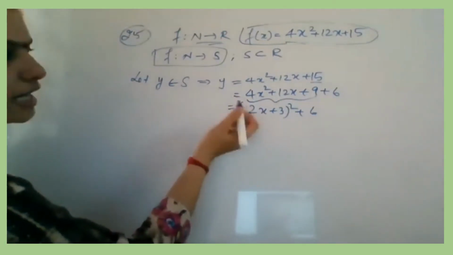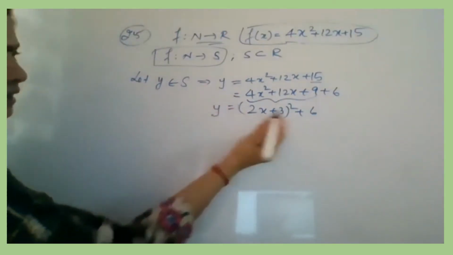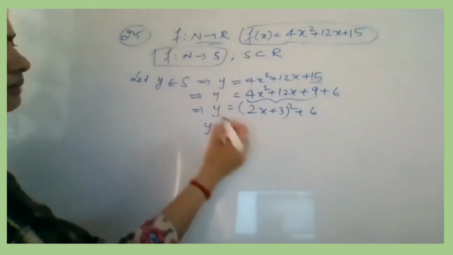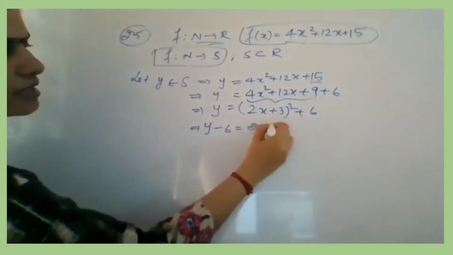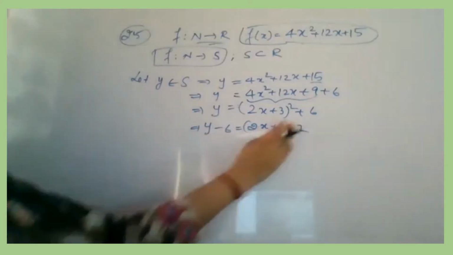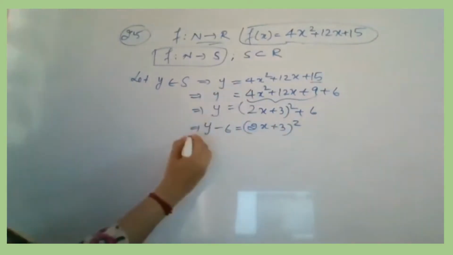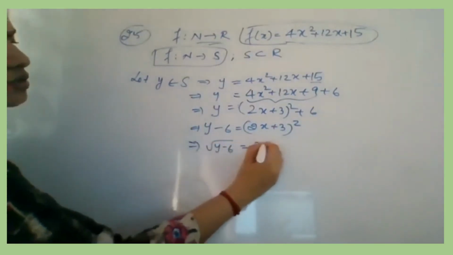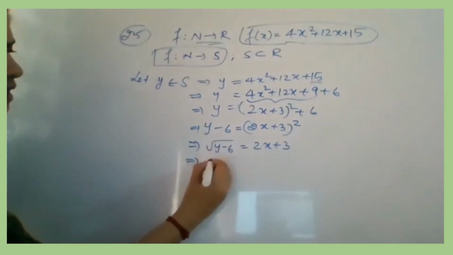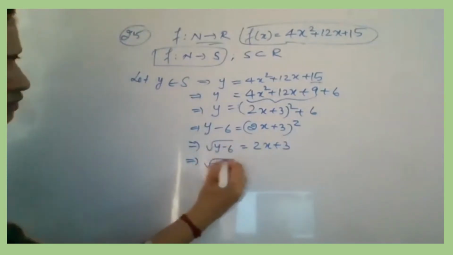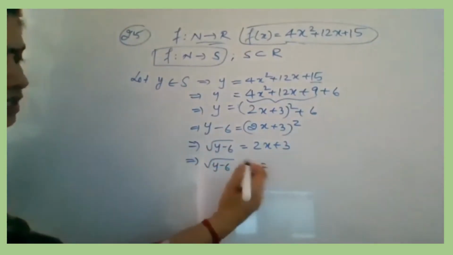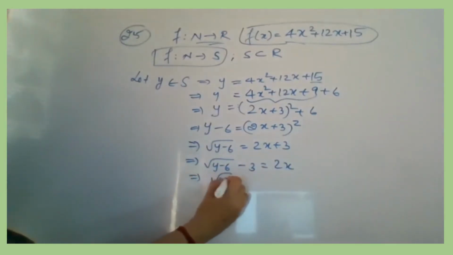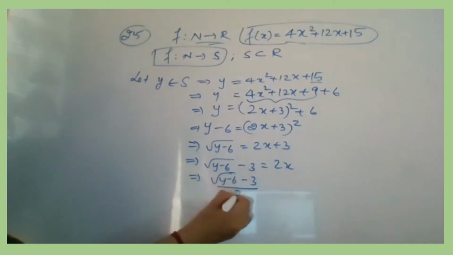Is this clear? Now what we will do is, here y is there, so we bring this 6 here. So this will become y minus 6. Okay? y minus 6 is 2x plus 3 the whole square. Now we bring the square over here, that means it will become root. So this is root of y minus 6, which is 2x plus 3. Now we take 3 here. So this will give root of y minus 6 minus 3, with the 3 outside the root, equal to 2x. Or root of y minus 6 minus 3, divided by 2, is your x.